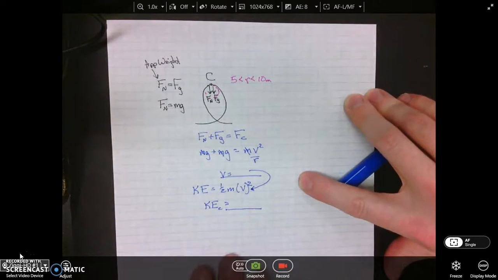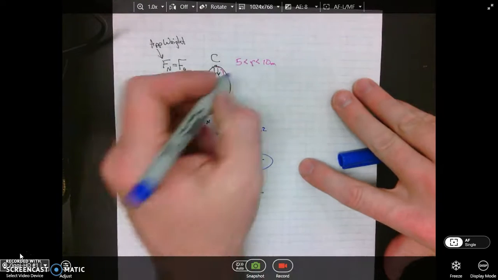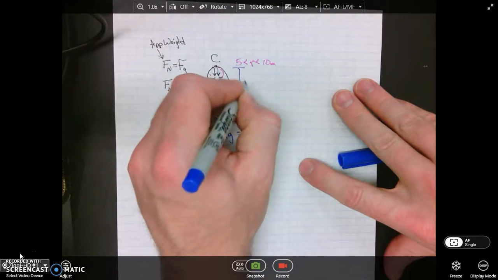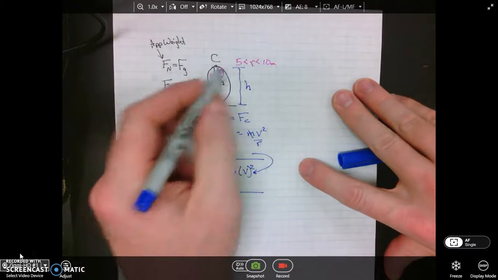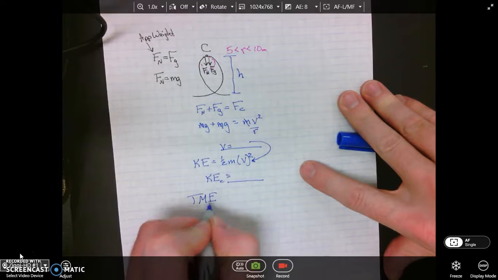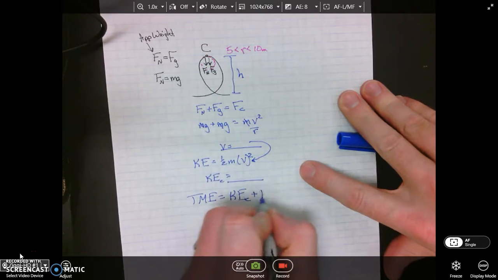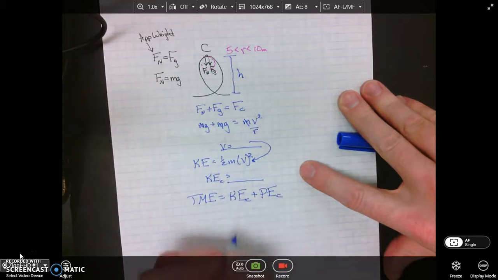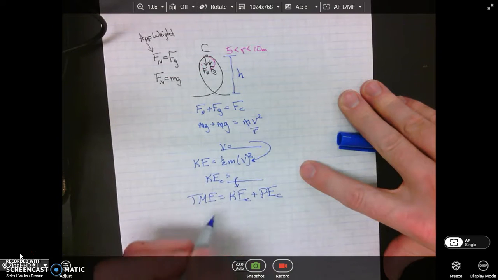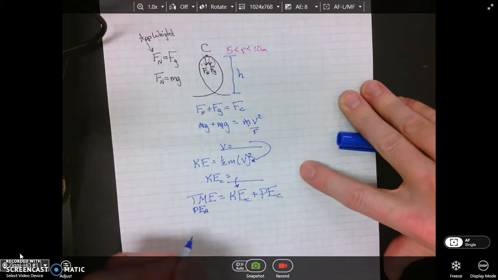Now, here's where it gets a little tricky. Point C has two kinds of energy. Because you are up off the ground, you have height, but you're also having velocity. So your total mechanical energy equals the kinetic energy at C plus the potential energy at C. You already got the kinetic energy at C. The total mechanical energy is the same as the potential energy at point A.